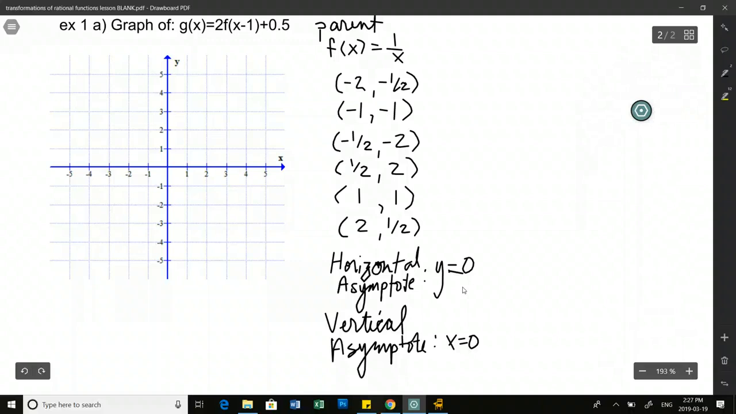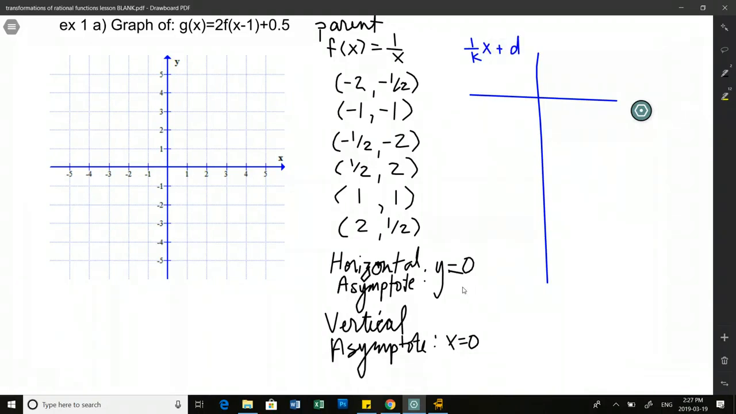Okay, and then we're going to do some transformations. Just as a little review for you, this is how we set up our equations, right? The k and the d go with the x, the a and the c go with the y, and we want to make sure we do the reciprocal of k and switch the sign of d.